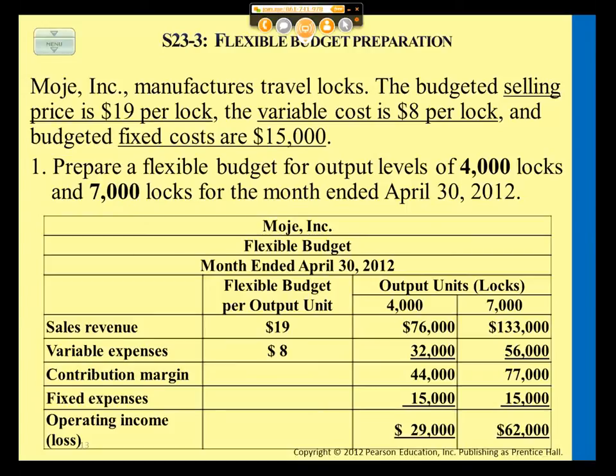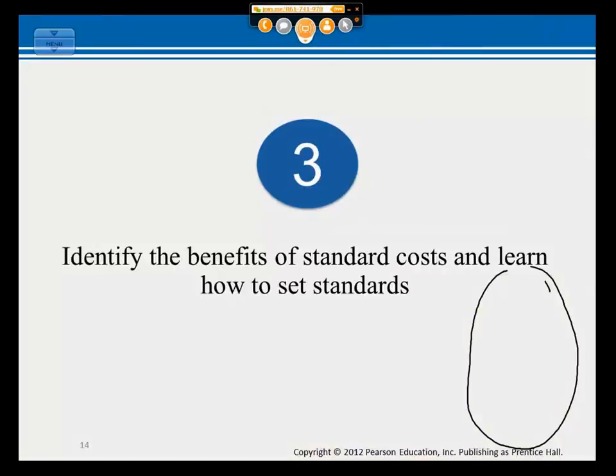Once we have this flexible budget in place, if, for example, that month I produce 7,000, I can go back in here, look at these numbers, and that's what I'm going to be comparing. So these are your different levels of output, okay? That's a clear definition of flexible budget. We're going to have different levels of output, just in case you see it somewhere else. All right, so let's look at the third one.